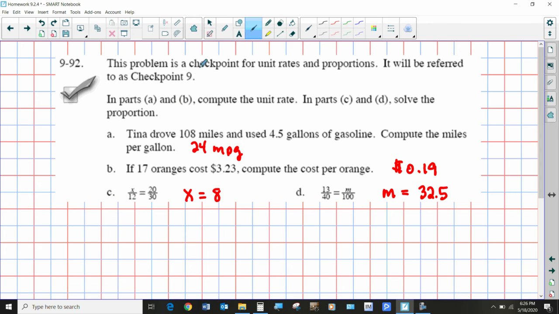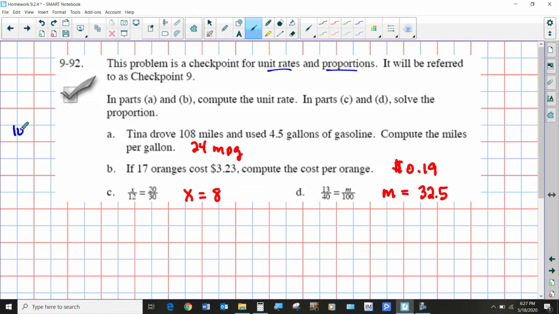All right, and then I feel like it's been a long time since we've done a checkpoint problem. At this point in 7th grade, it is expected that you understand how to do proportional reasoning and work with unit rates. So Tina drove 108 miles and used 4.5 gallons of gas. What was her miles per gallon?